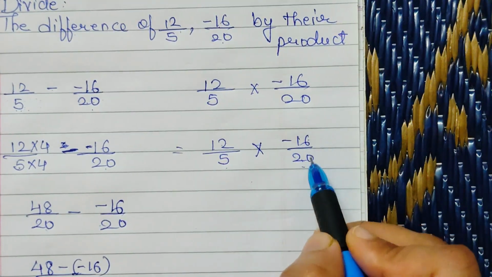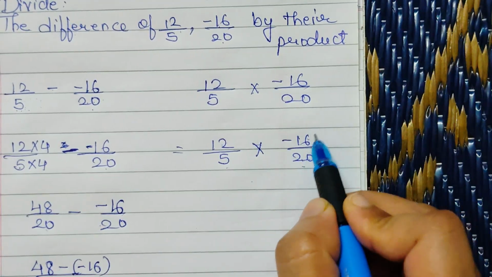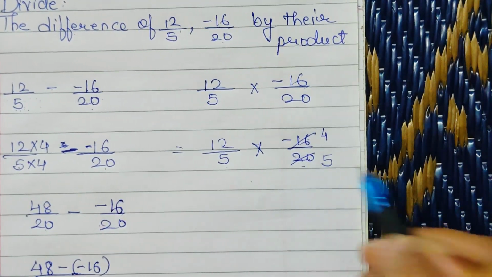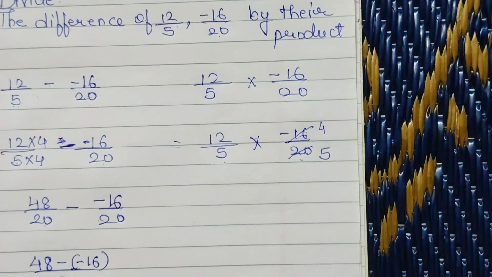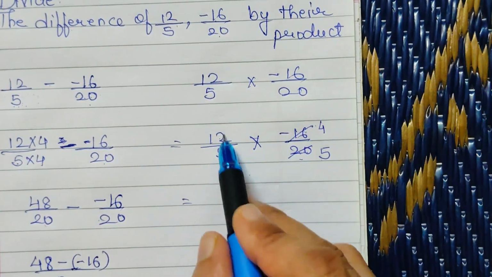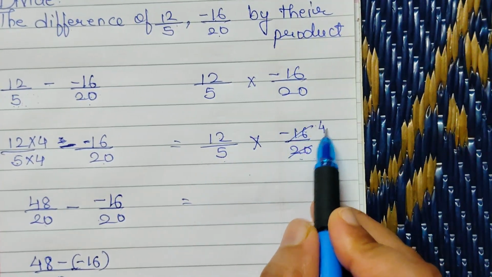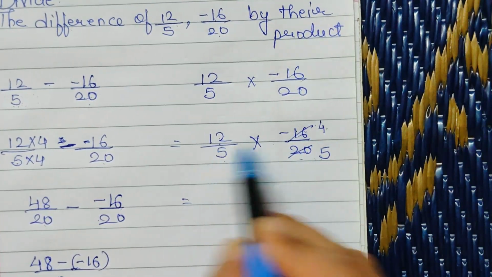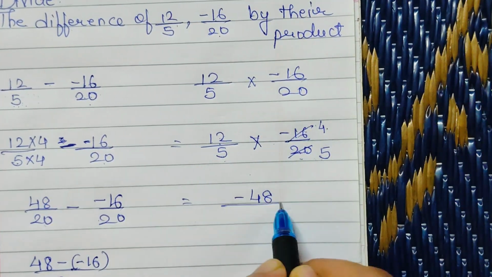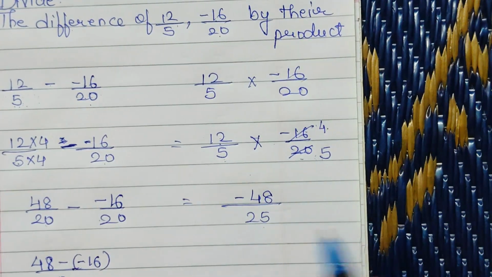Okay, so if we take 16 and 20, they go in the 4 table. So keeping 4 in mind, 4 4s are 16, 4 5s are 20. Okay, so what we got? Further we cannot reduce this. Like this also 12 and 5 we cannot reduce, and 4 and 5 we cannot reduce. So directly now we'll multiply. So 12 4s are 48, plus minus, 5 5s are 25. Okay, so what we got?